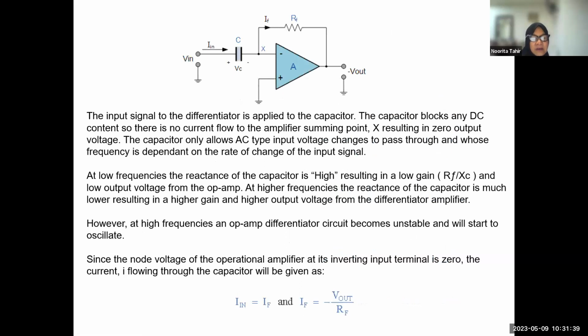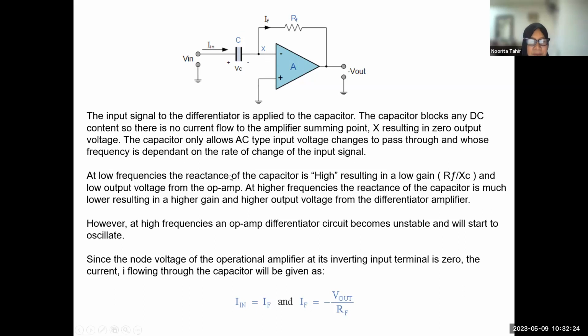Okay, this is the circuit of a differentiator, where we apply a capacitor at the input section of the inverting input. What happens is, we know the capacitor will block all the DC signal, so there's no current flow there. And we assume again that here it is virtual ground, and the capacitor will only allow AC voltage to go through, and the frequency will depend on the rate of change of the input signal.